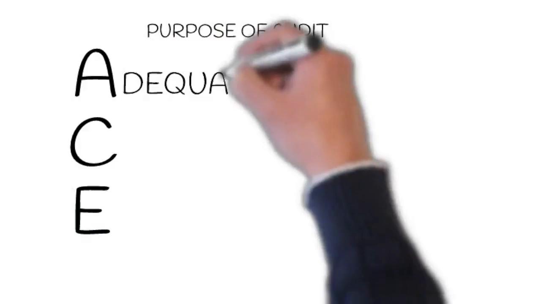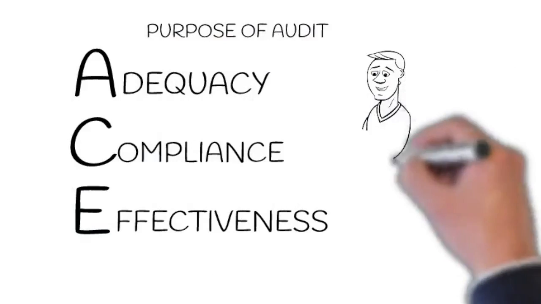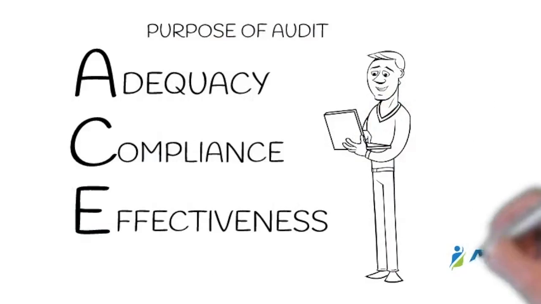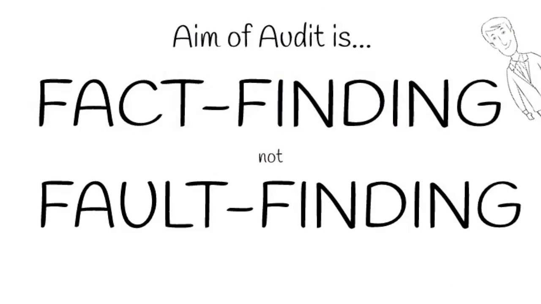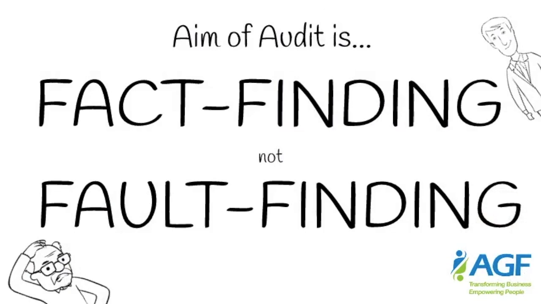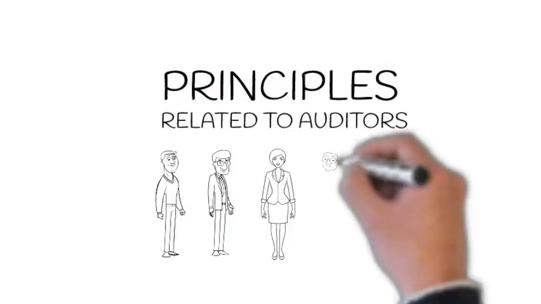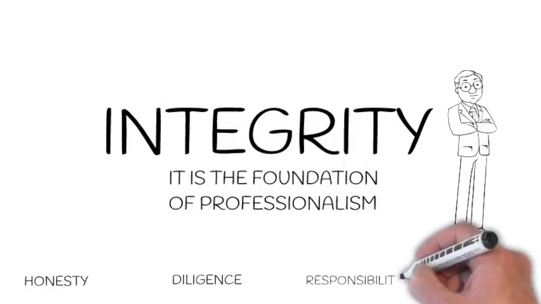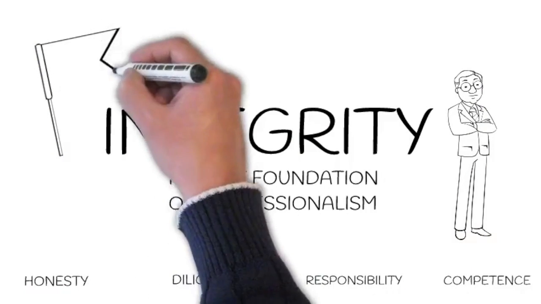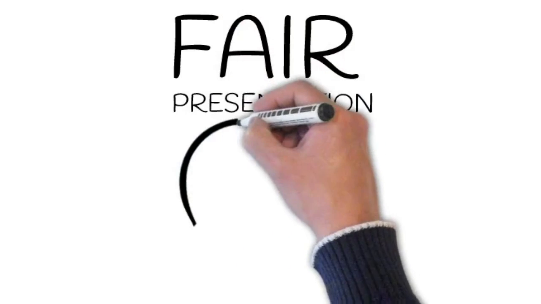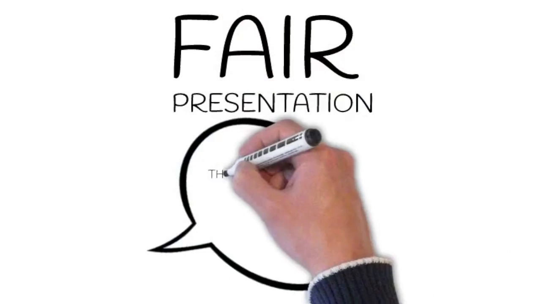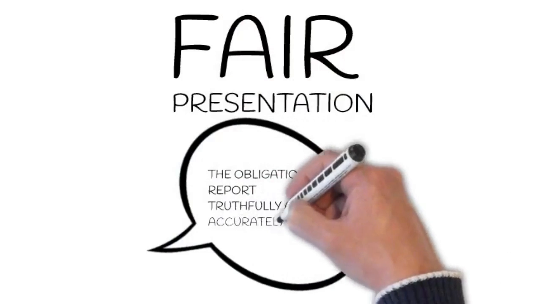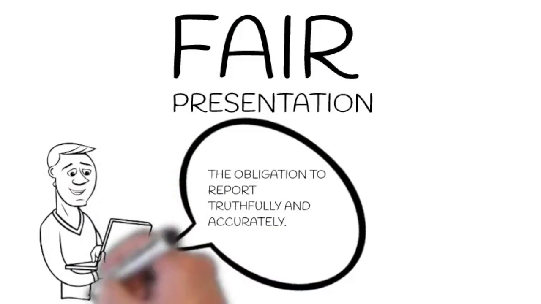The purpose of audit and why internal auditors exist is mainly to verify the adequacy, compliance, and effectiveness of the management system. Remember that the aim of audit is fact-finding and not fault-finding. Other principles related to auditors are the following. Integrity. It is a foundation of professionalism, such as honesty, diligence, responsibility, and demonstration of competence.